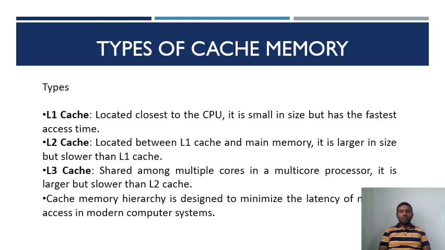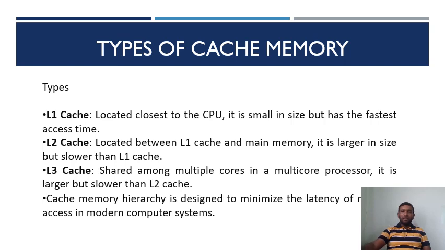Next, let us see what are the types of cache memory. First, L1 cache, closest to the CPU but small in size, that has the fastest access time. L2 cache memory is located between L1 cache and main memory. It is larger in size but slower than L1 cache.